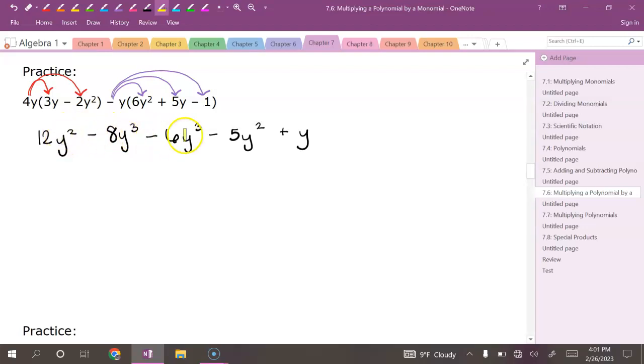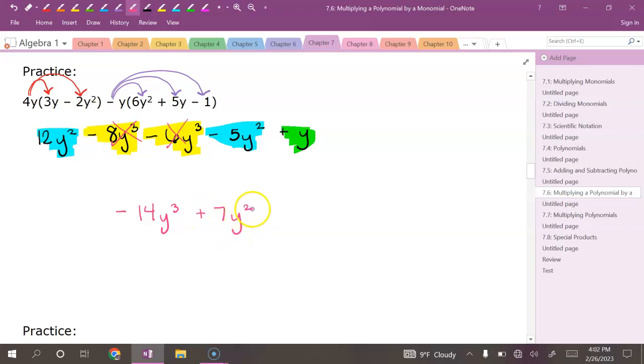And I looked here. Now, they do have this one kind of out of order. They put the biggest exponents kind of in the middle. That negative 8y to the third and negative 6y to the third, those need to go together. The 12y squared and the negative 5y squared, those need to go together. And then your little y out here by himself, he's just going to tag along. So when we combined these, negative 8y to the third and negative 6y to the third would have been negative 14y to the third. 12y squared and negative 5y squared should have been 7y squared. And then the plus y just comes along.